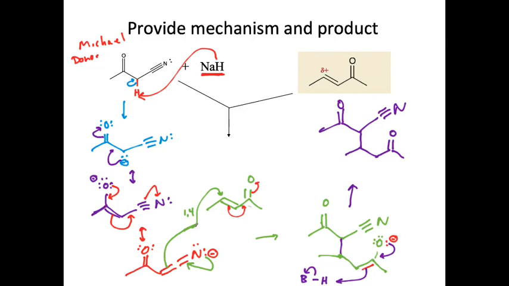Yeah? We good? Okay. That's our Michael addition. Within that, we needed that Michael donor because it's the one that's supplying the electrons. Our Michael acceptor was our alpha beta unsaturated carbonyl. Okay? Make sense?